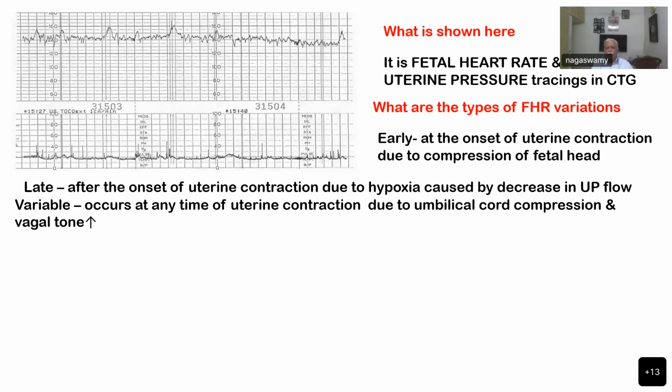They may ask you, how do you know the viability or the danger to the fetus, fetal distress? If you have a cardiotocograph, how will you identify whether the fetus is in distress or not? At the time, they may ask you about the normal patterns or variations in FHR. So you have to remember it is early, late, and variable.